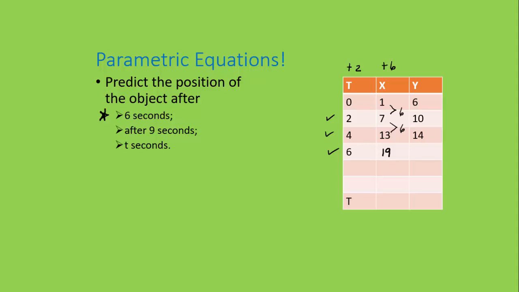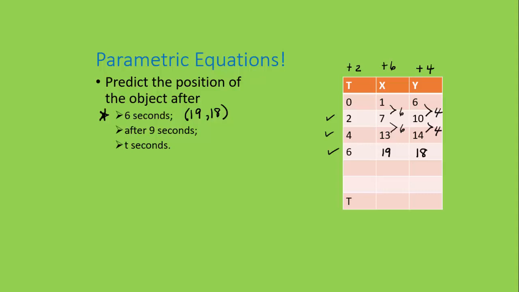Let's check the y's. This is going up 4, and this is going up 4. So we've got a pattern of plus 4 in the y direction when seconds go up by 2. So if we add 4 more, we get 18. So the position of the moving object after 6 seconds is (19, 18). And it's handy that we can tell that by calculating, since our graph can only hold so many points. No matter how big your graph paper is, eventually you're going to run out of points.